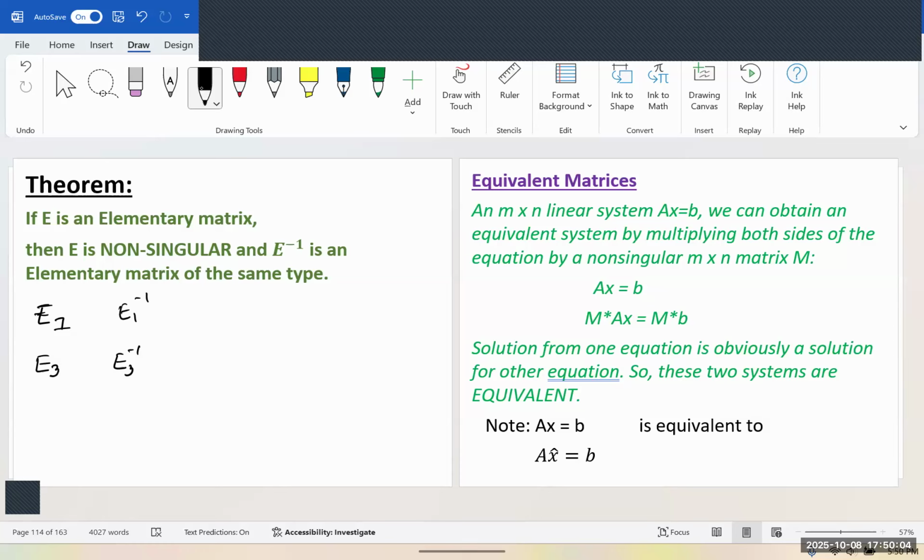Previously we learned that we can rewrite a system of equations in the form of the equation Ax equals B. And now, to solve for X, we can multiply both sides by matrix M, and then we can solve for our X easily. Whatever solution you get from Ax equals B, you will get the same solution for MAx equals MB, because these two are equivalent. Equivalent matrices means two matrices that have the same solution.